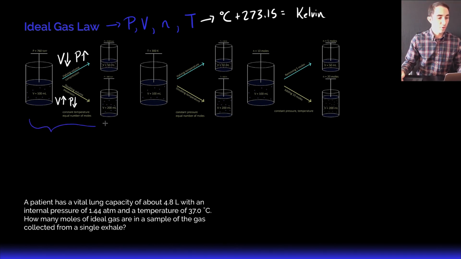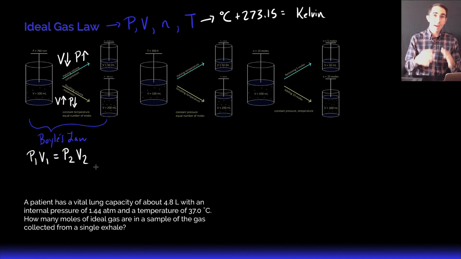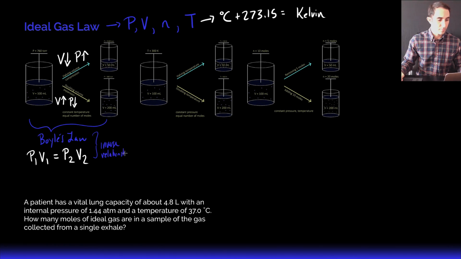Now this as a whole is what we would call Boyle's Law. And here's what it looks like mathematically. If we take the initial pressure, we can multiply it by the initial volume. We can set that equal to the final pressure times the final volume. And mathematically, this is an inverse relationship. And it will model this exact phenomenon that we observed in the experiments.